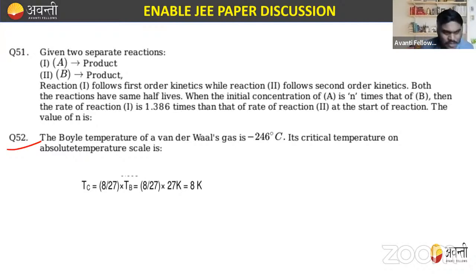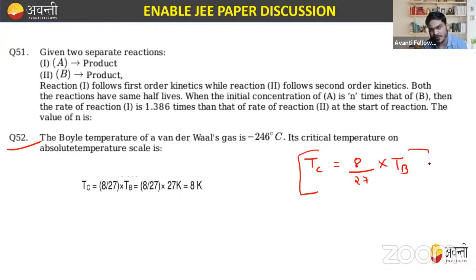According to question number 52, the Boyle's temperature of a van der Waals gas is given, that is minus 246 degrees Celsius. What is its critical temperature on the absolute temperature scale? So we know the relation between critical temperature and Boyle's temperature. What is the relation, beta? The relation between the critical temperature and Boyle's temperature is this: critical temperature is 8 by 27 times the Boyle's temperature. So this is the relationship between them.